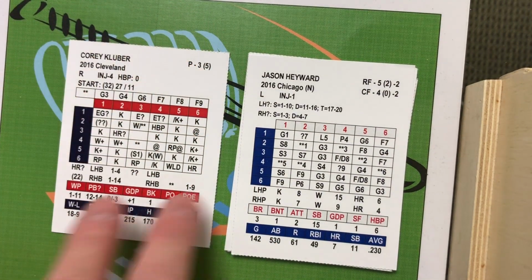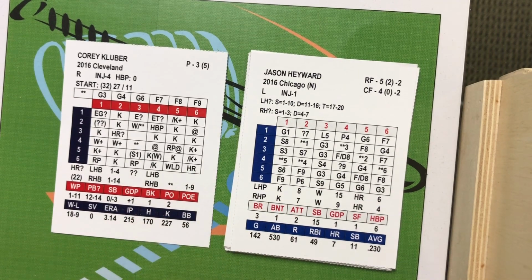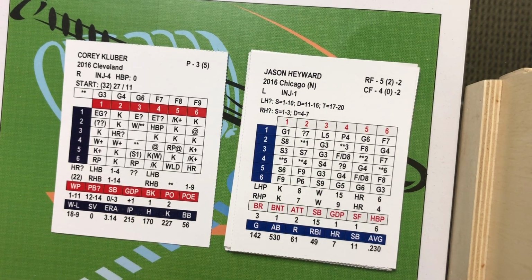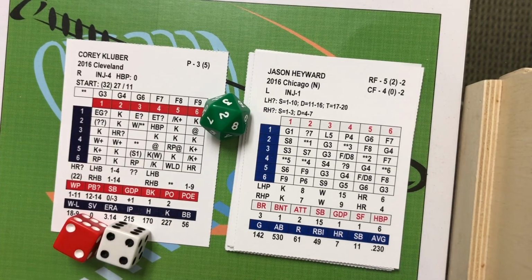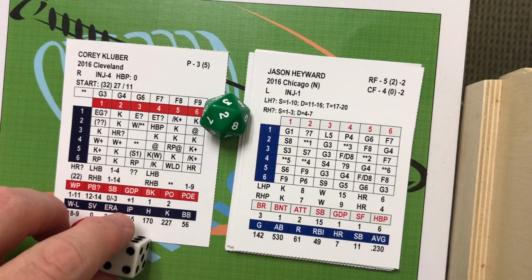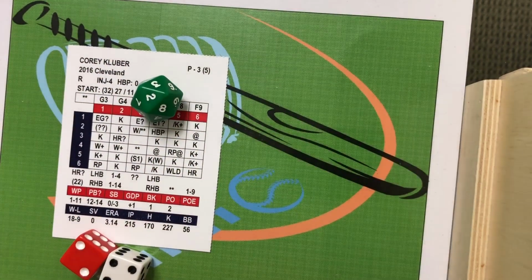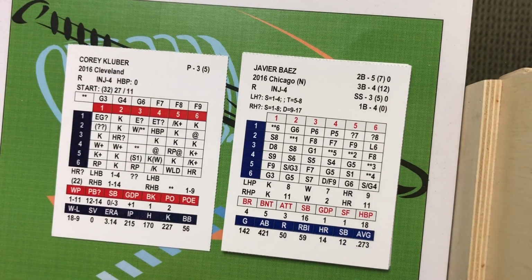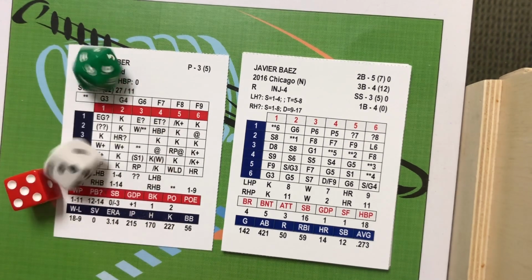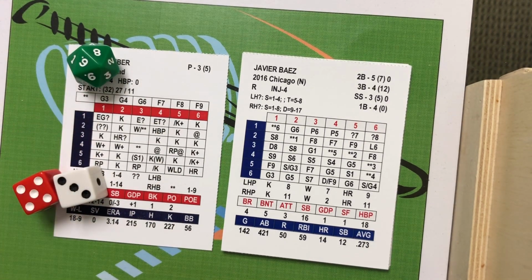Kluber frustrated with himself, and Bauer gets up again in the Indians' bullpen. Hayward at bat now. It's a walk check, and Jason does draw the walk. So, Baez comes to the plate with nobody out, and Hayward at first. Kluber the stretch, and the delivery to Baez. Baez is going to bunt. It's a strikeout check. We cut that in half, so he does not strike out.